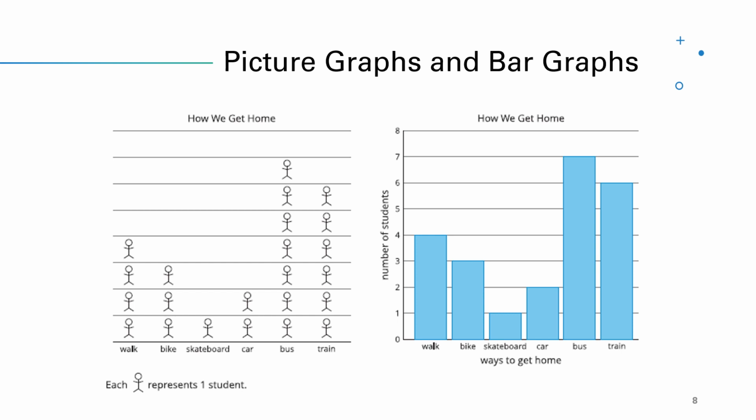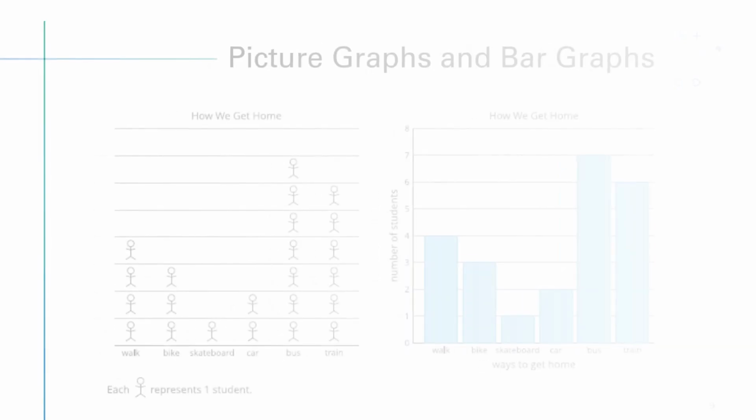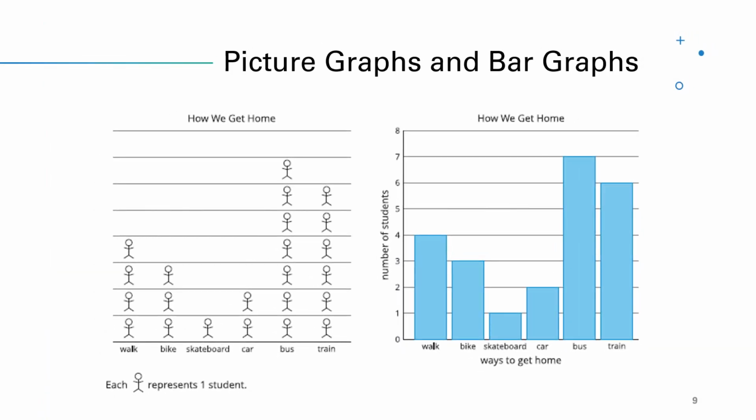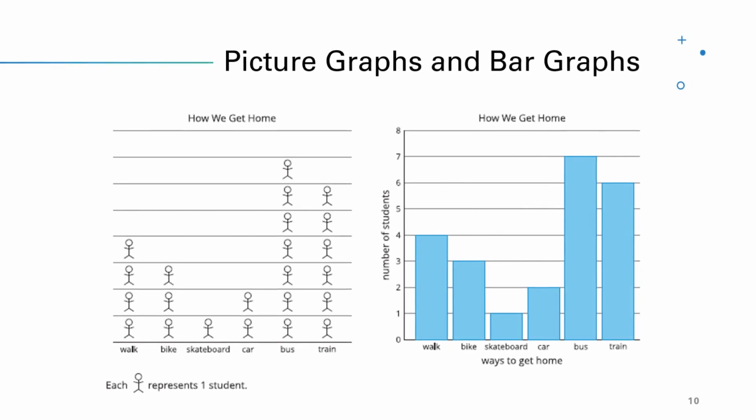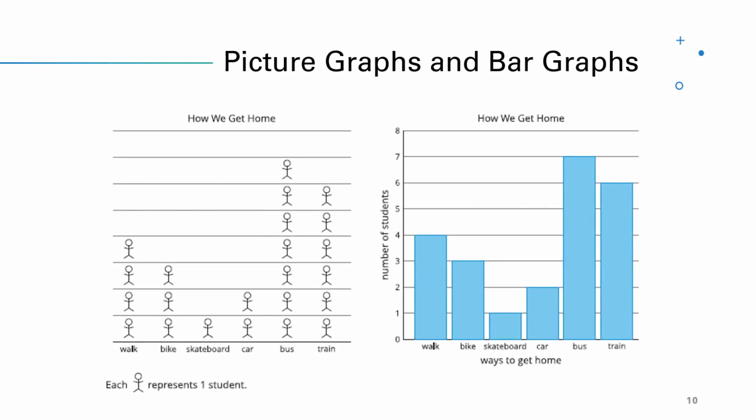The second image is a bar graph. A bar graph shows how many in each group or category using the length of rectangles. How are the graphs alike? How are they different? We can learn from the graph that 7 students take a bus home and more students get home by bus or train than any other way. Think of 2 questions you could ask about how students get home based on the graphs.